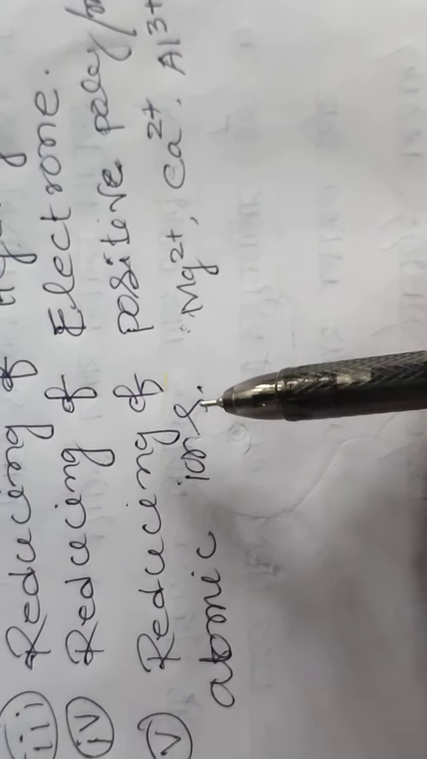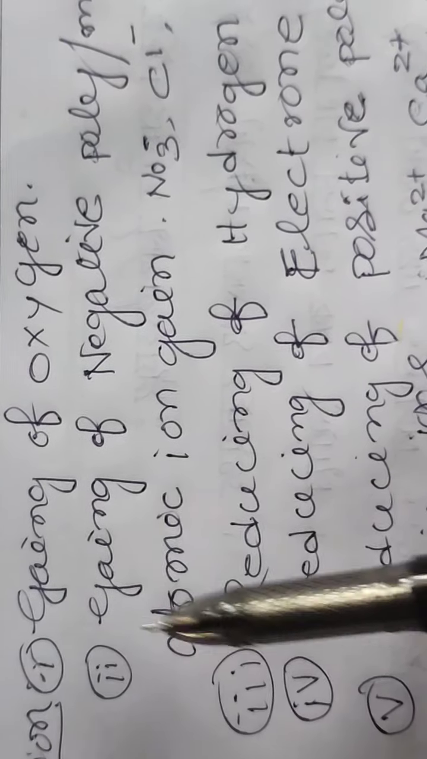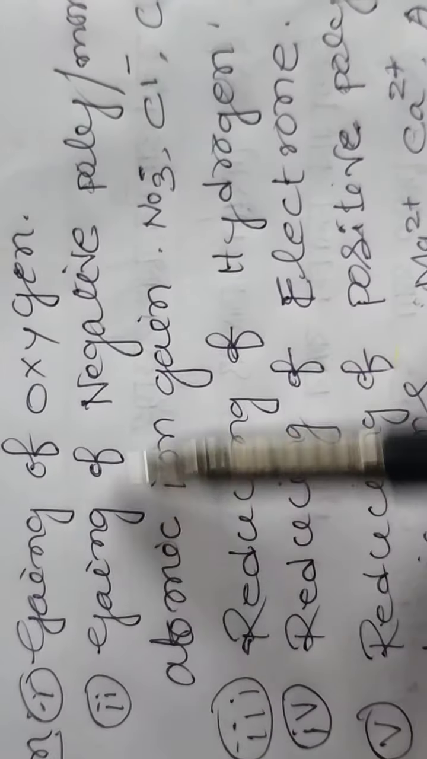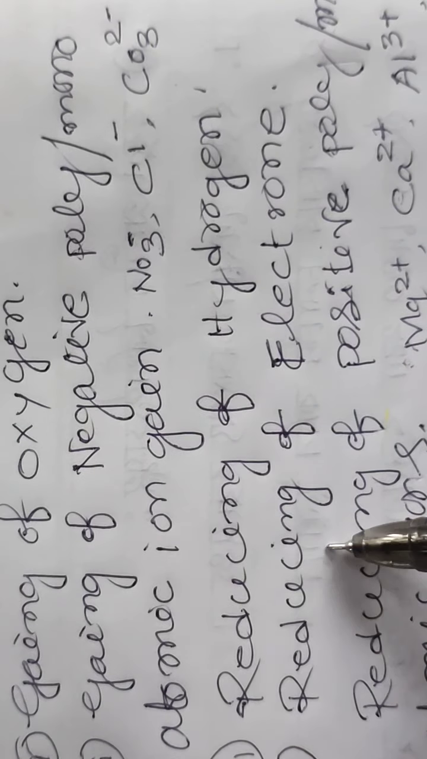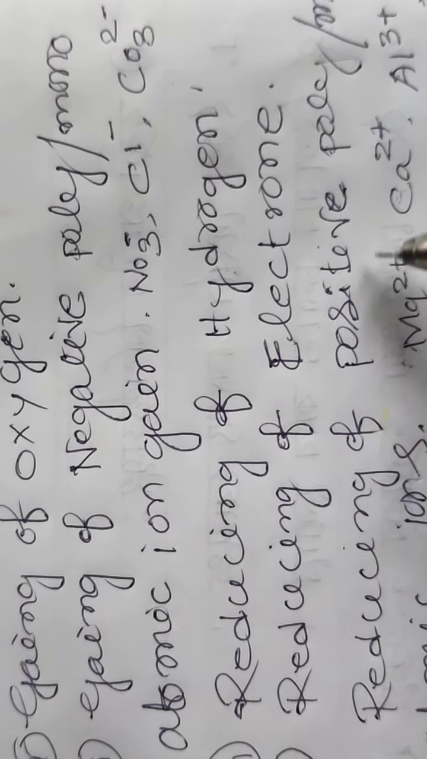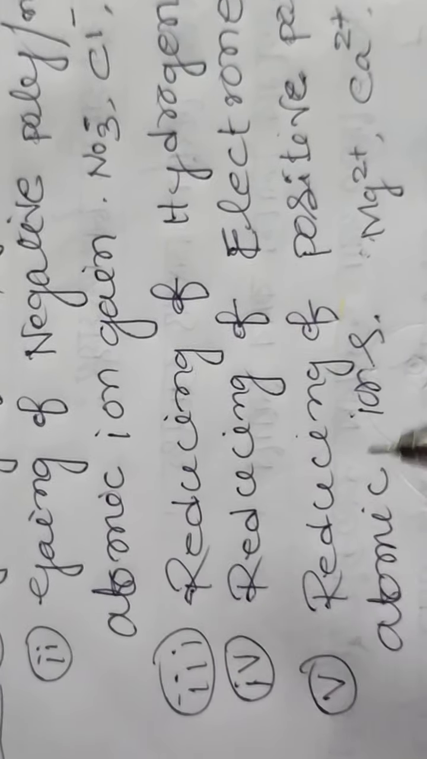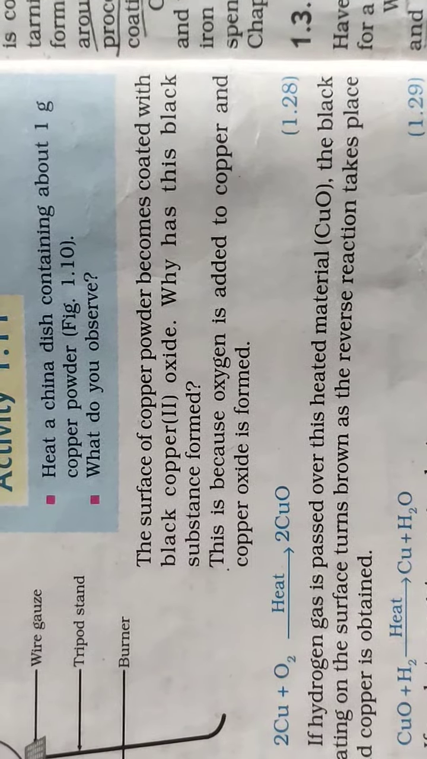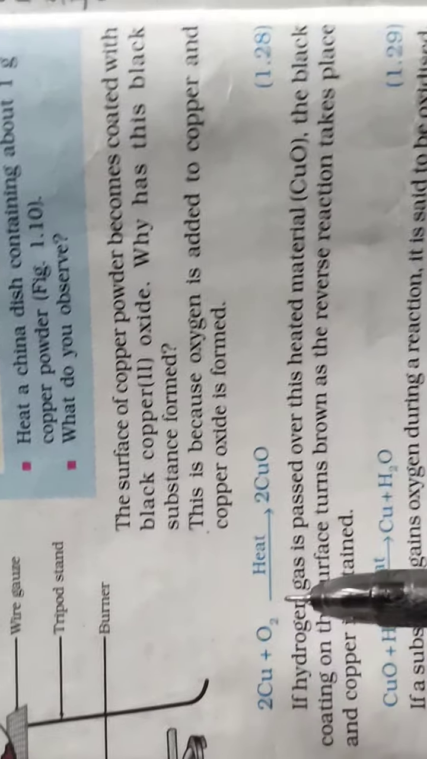If this positive ion is removed from a substance, then it is said to be oxidized. So these are the 5 main conditions by which oxidation may occur: gaining of oxygen, gaining of negative poly or monoatomic ions, reducing of hydrogen, reducing of electrons, and reducing of positive ions. But in your textbook there are only 2 points to show the oxidation reaction, that is gaining of oxygen or losing of hydrogen.